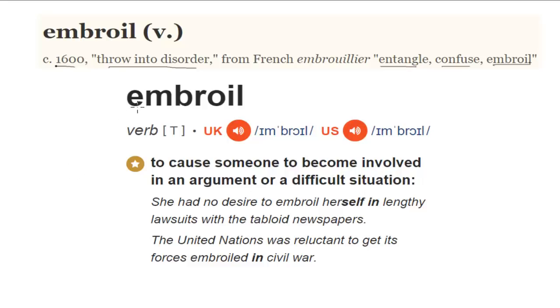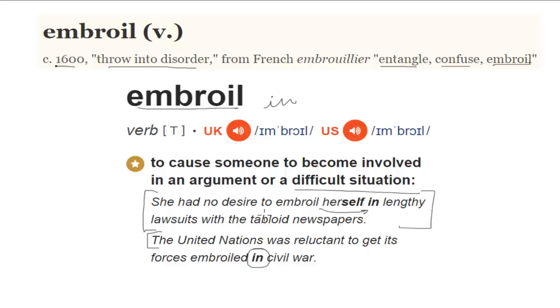So the meaning of the word embroil is to cause someone to become involved in an argument or a difficult situation. The word embroil is always used with "in", so you are always embroiled in something. For instance, the sentence here says, she had no desire to embroil herself in lengthy lawsuits with the tabloid newspapers. So she had no desire to embroil herself in something. And what is that something? Lengthy lawsuits, right?